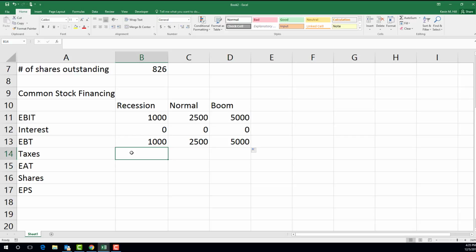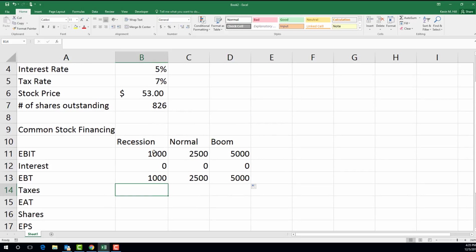Taxes. So what are we going to do for taxes here? Well, I'm going to set up this worksheet to make it easier as I go so I don't have to retype everything for every option. So what I'm going to do is multiply our earnings before taxes times our tax rate, which is up there at 7%. So I'm going to go equals, and I want to lock in the tax rate cell.